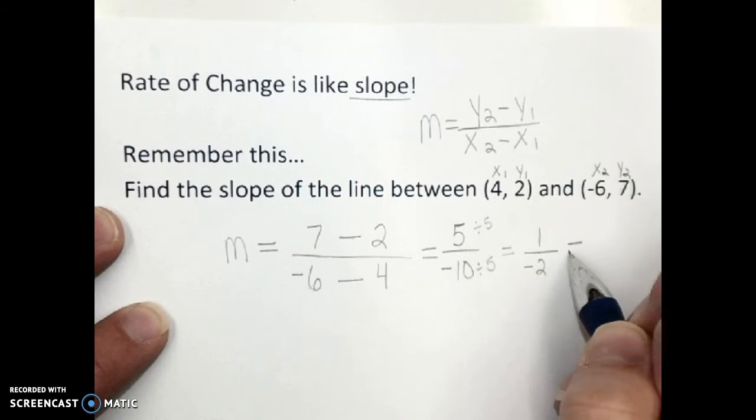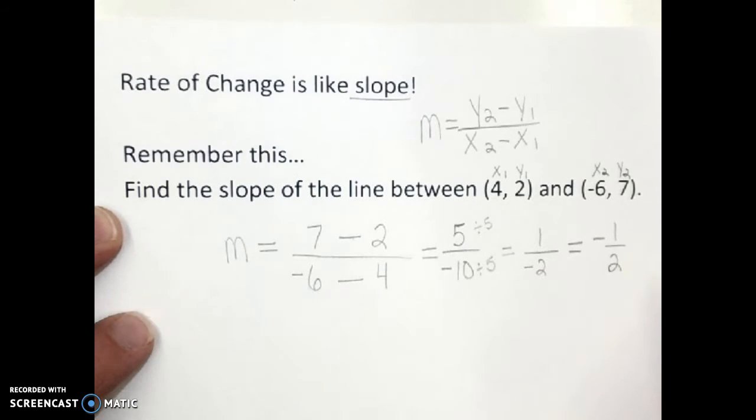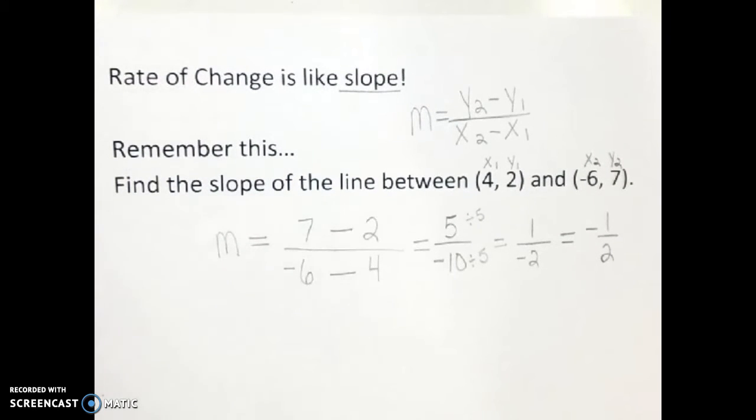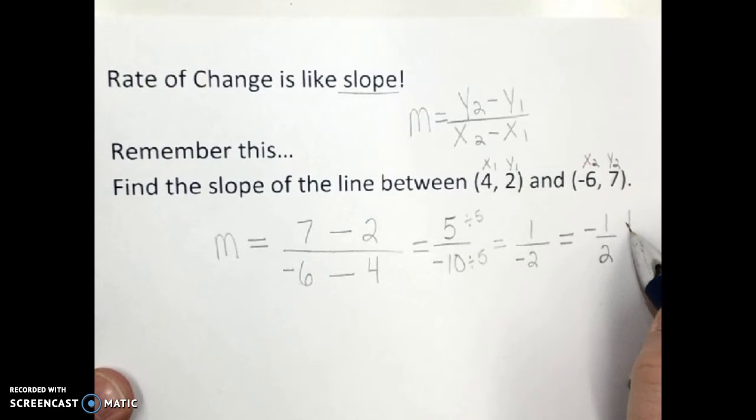So my slope is negative 1/2, meaning that between these 2 points, it decreases by a rise of 1 and a run of 2. It's going to go down 1 and to the right 2.